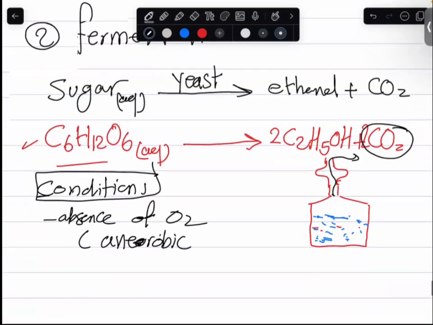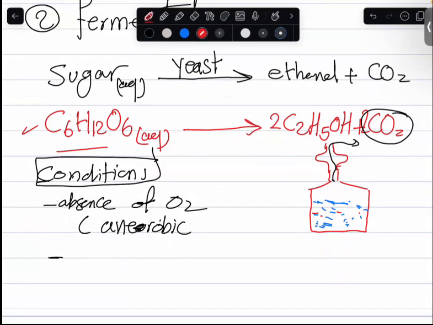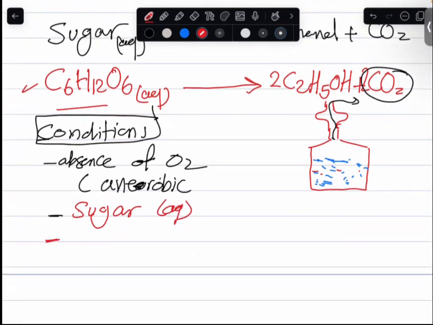Number one, this reaction should happen in the absence of oxygen, or it should be anaerobic respiration. Number two, the sugar should be aqueous. Number three, we have to use yeast as a catalyst. Number four, the temperature should be from 25 to 35 degrees Celsius, which is almost close to room temperature.